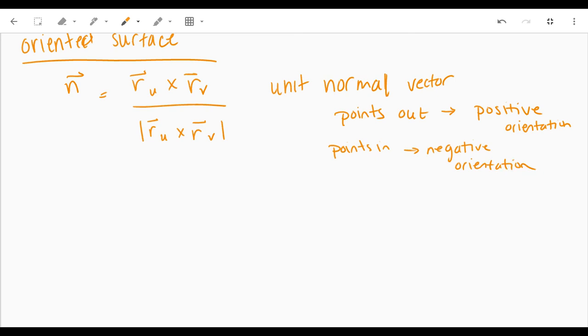Across the surface, we would be able to find all of these normal vectors. In fact, you come up with an equation for the normal vector at any point on the surface if you wanted to. But if they're pointing away from the origin, it's a positive orientation. Towards it would be a negative orientation.